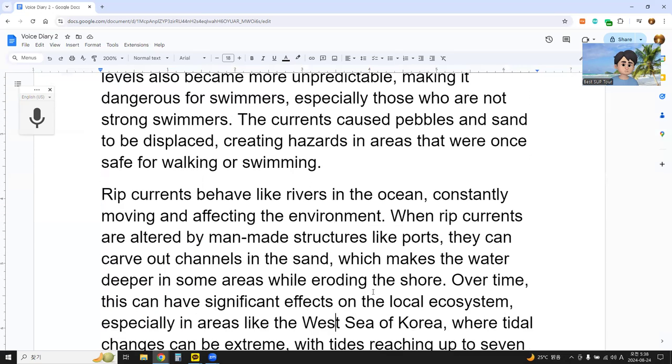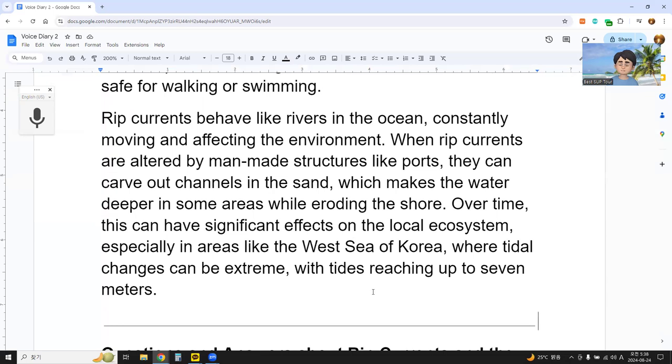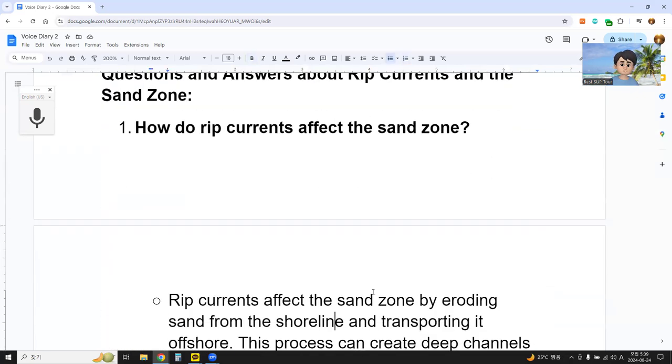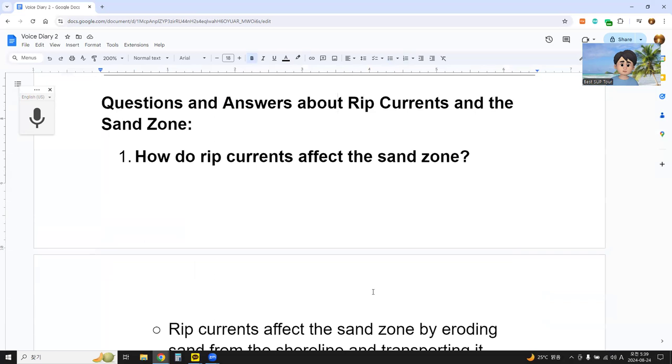and swimming. Recurrents behave like rivers in the ocean, constantly moving and affecting the environment when recurrents are altered by man-made structure like port. They can carve out channels in the sand, which makes the water deeper in some areas that are eroding the shore over time. This can have significant effects on the local ecosystem, especially in areas like the West Sea of Korea, where tidal change can be extreme, with tide reaching up to 7 meters. Question, an answer about lake current and the sand dune.